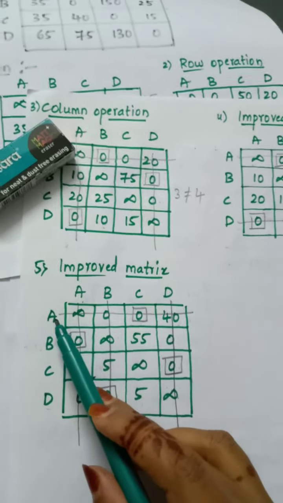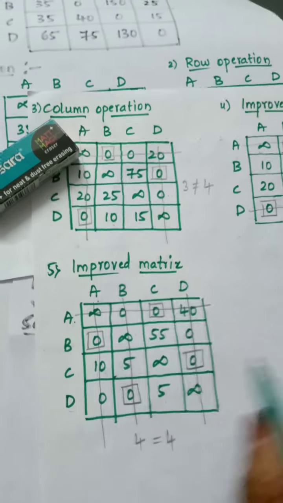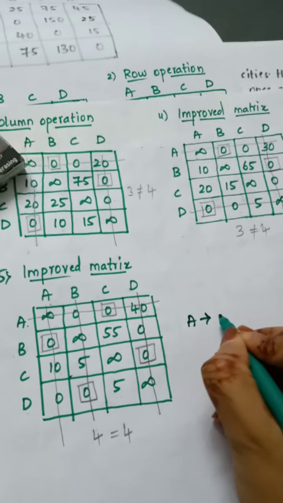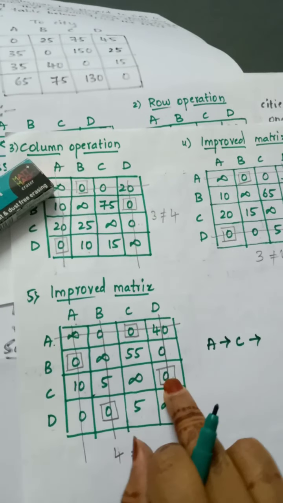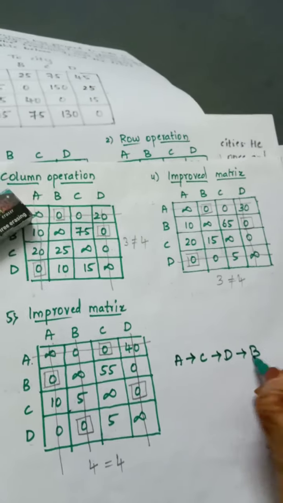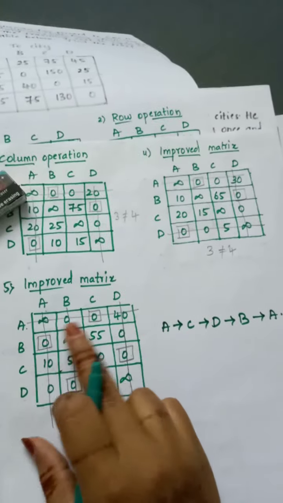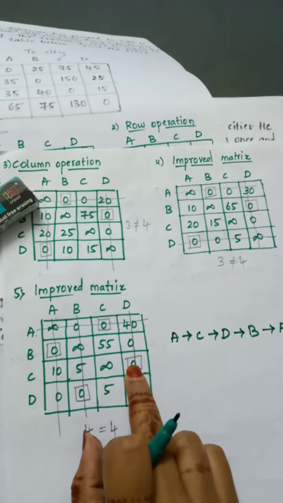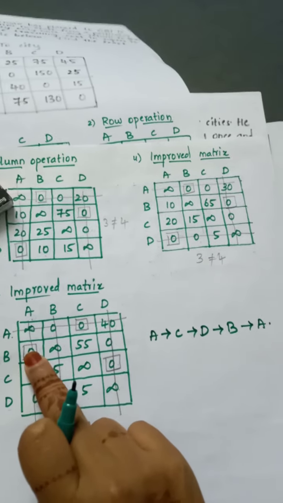Okay, so from city A, the salesman is going to city C, from A to C. From C he is going to D, and from D he is going to B, and next from B he is returning to his home city. Clear, everyone? So this is the sequence, students. From A he is going to C, from C he is going to D, from D he is going to B, and from B he is going to A, returning to his home.